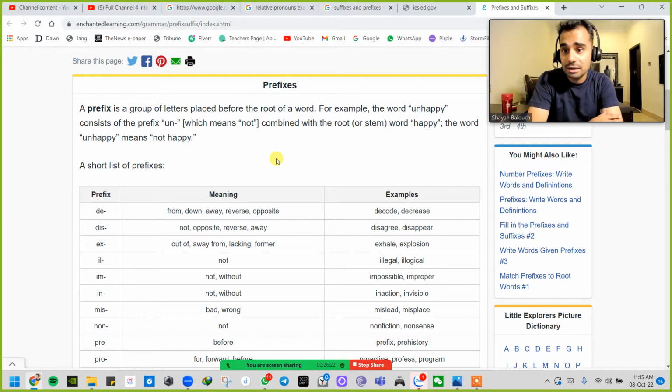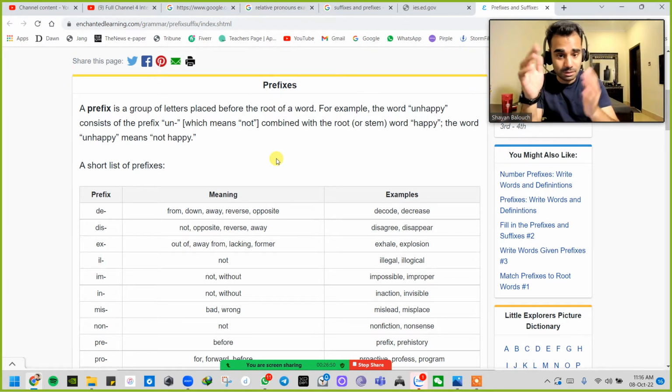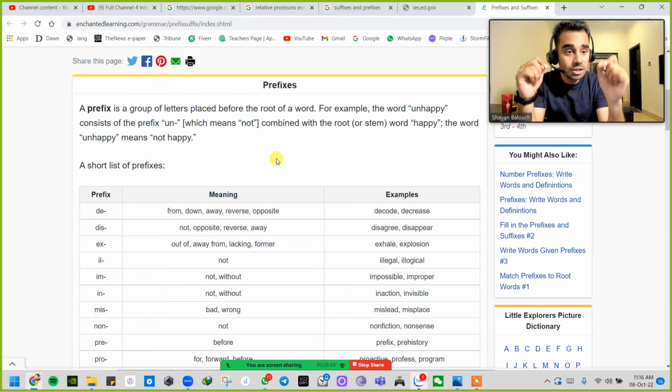So for example, this is again a really good article. I'm going to be pasting the link of this particular article under my video in the description, so make sure to go to this website. Now, a prefix is a group of letters placed before the root word. For example, the word unhappy consists of the prefix un, which means not. If you remember, we made exactly this kind of three columns where you had to write the meaning as well as the examples.